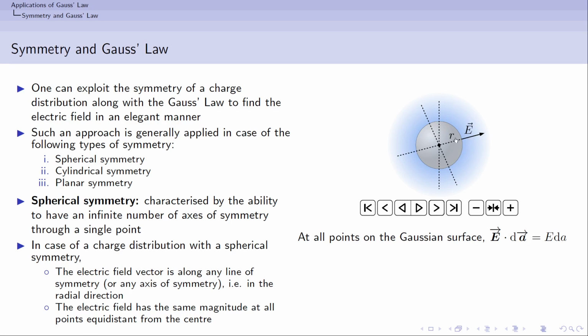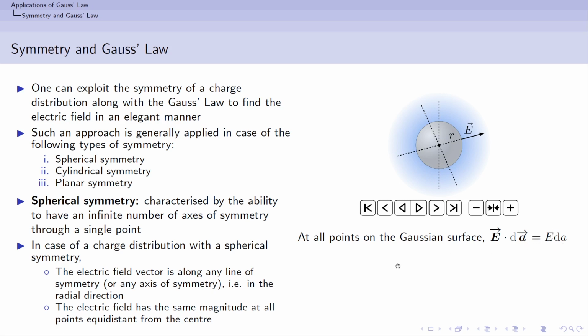Now we also know that if I have a small area vector dA at this point, that area vector also is going to be radial, because for a sphere, the normal is perpendicular to the surface, and the normal is also along the radial direction. So the electric field is along the radial direction, and the area vector is also along the radial direction. So E and dA are parallel to each other in case it's a positive charge. In case it's a negative charge, E and dA will be anti-parallel. But the fact remains that E and dA are going to be along the same line. So E dot dA is equal to E dA. Okay, so at each and every point on this surface, E dot dA is equal to E dA.